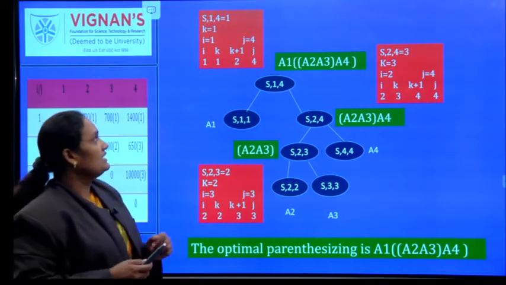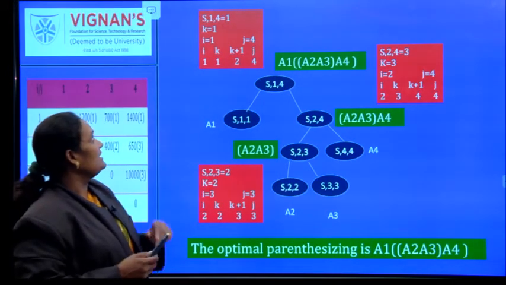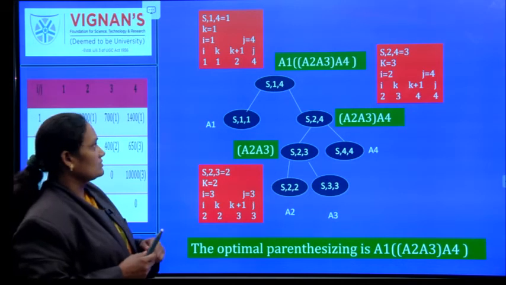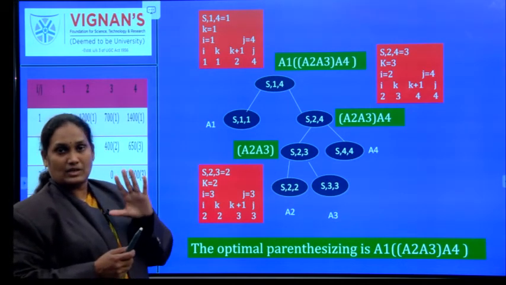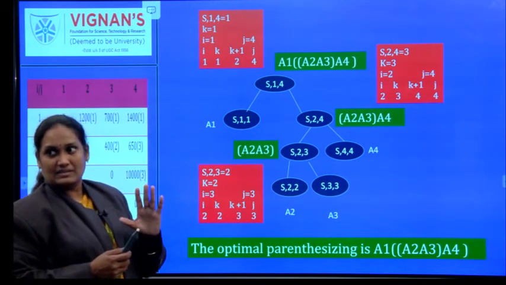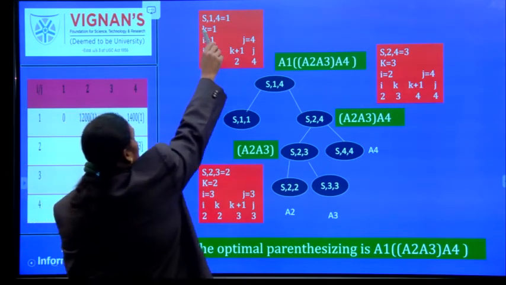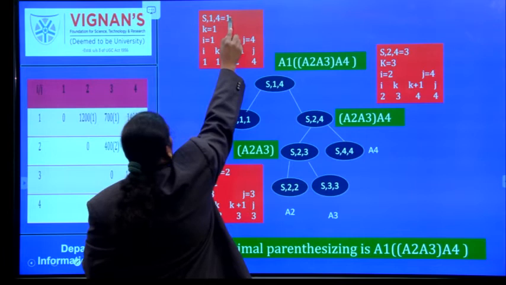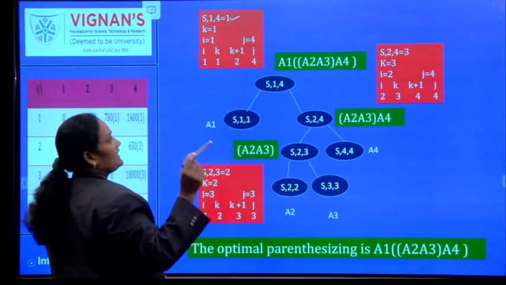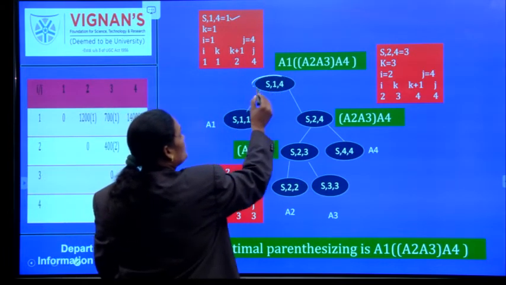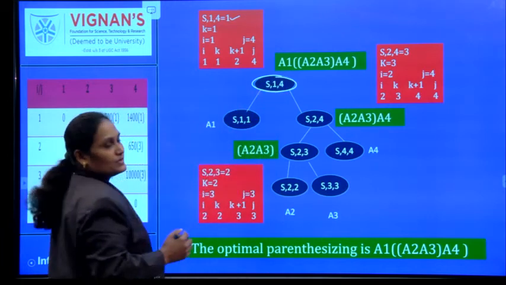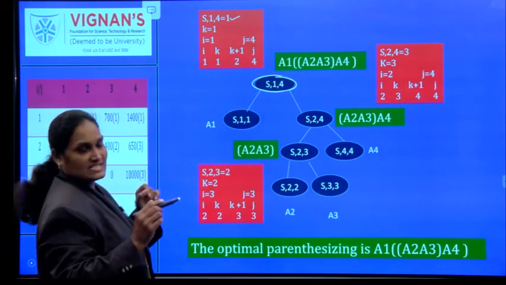Let us see. Here, what is the final k value? S14. What is the final value? Cost of 14, finally, we are finding. The final case is cost of 14, that is S14, which is nothing but the k value, which is equal to 1. We are taking the final value as the root node, which is nothing but S14. Okay, the root node is S14.